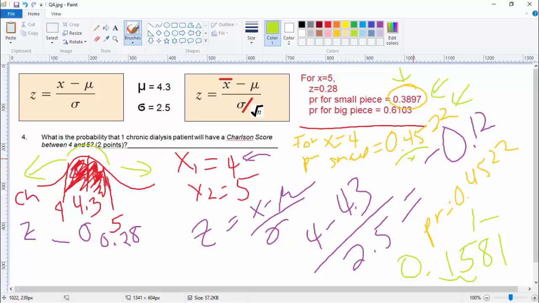Now we're going to go through 5 and 6, and they're going to go really similarly. The trick is we're going to use the standard error on the bottom of the equation, and we're going to use x bar, which is kind of like x, on the top of the equation. We're going to use the formula on the right, and otherwise it's going to go very similarly.